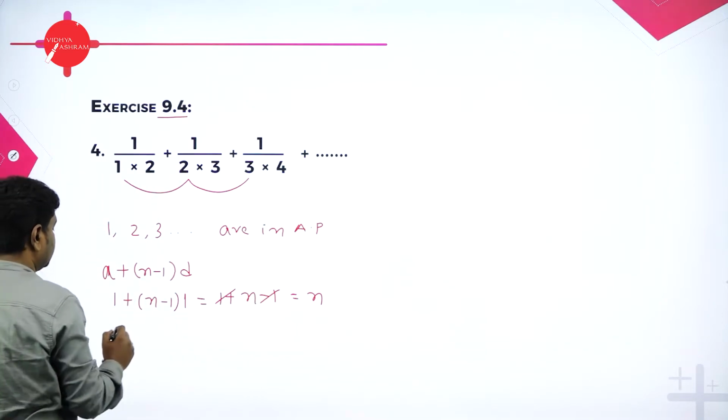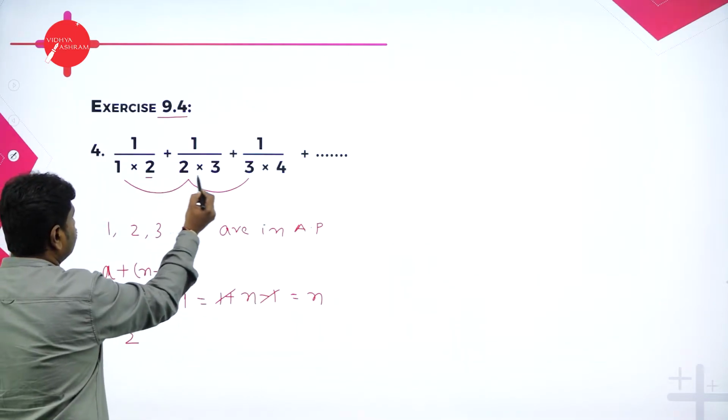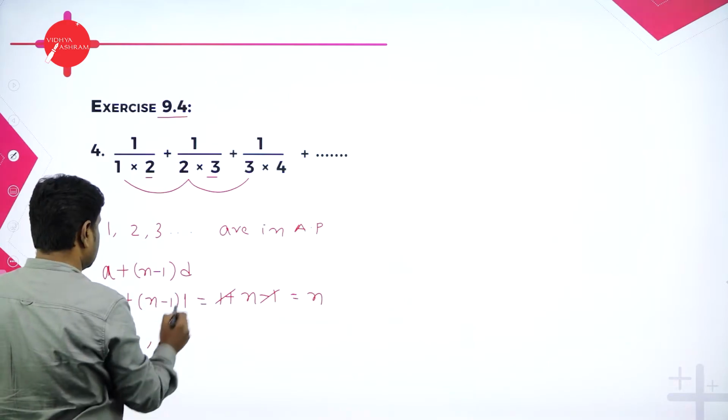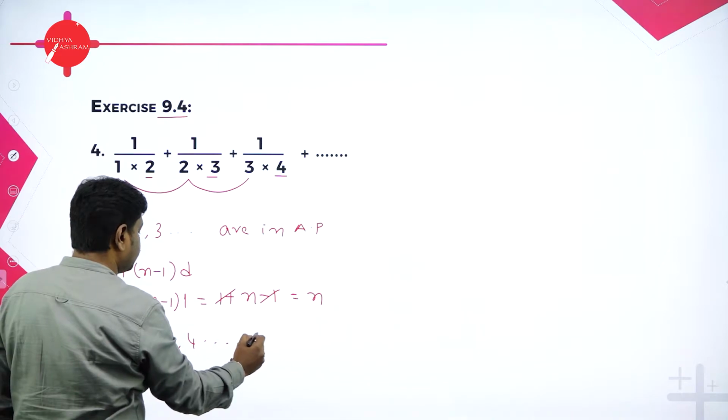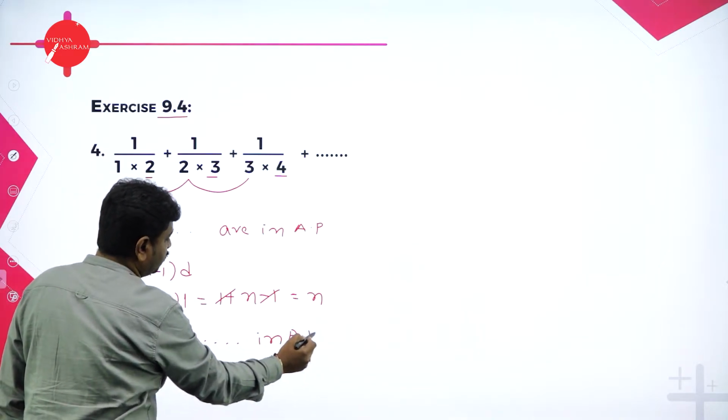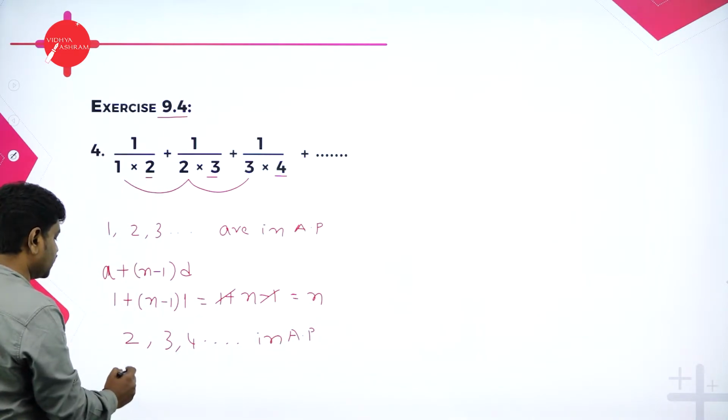All the second terms, what are they? 2, 3, 4. Again they are in AP. They are in what? Arithmetic progression. Again the general term, how to write the general term?